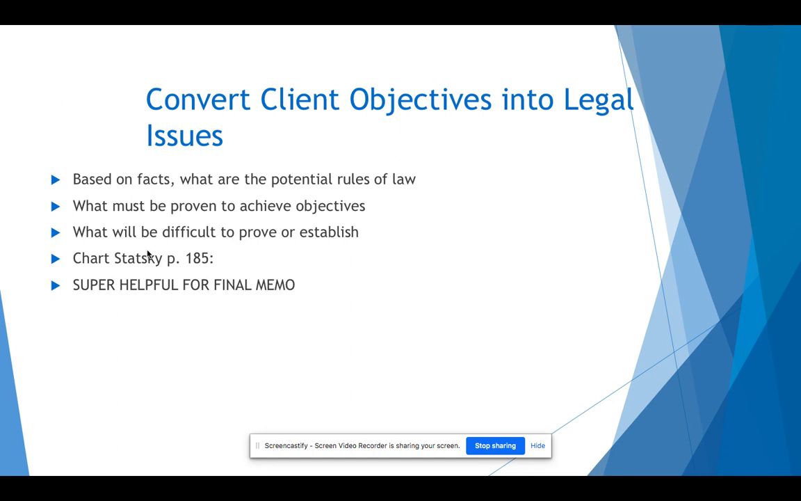I think we talked about this last week. I think this slide is misplaced, but that chart on page 185 of Statsky, which is in this chapter, so maybe it does belong here. It's a little flow chart on how, once you read your facts, you figure out what the rules of law are. Hopefully we'll be talking about that individually this week. Based on the facts, what are the potential rules of law? What do you have to prove? So definitely go through that on page 185.